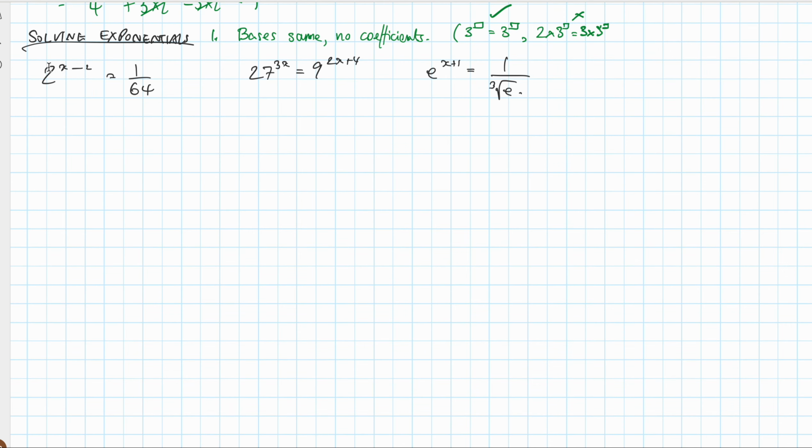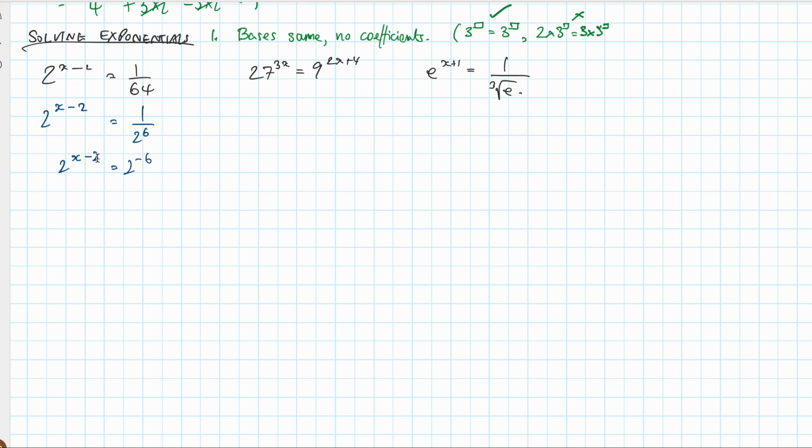So over here we can see we've got 2 to the power of x take 2 is equal to 1 on 64. Can we make the bases the same? Yes, we know that 2 to the power of 6 is going to be 64. So let's do that. Next step is let's bring this up to the numerator. Like that.